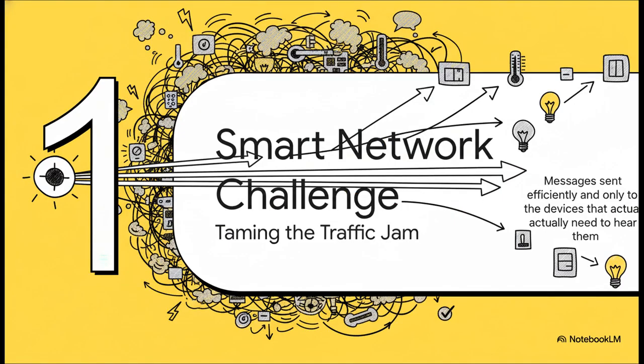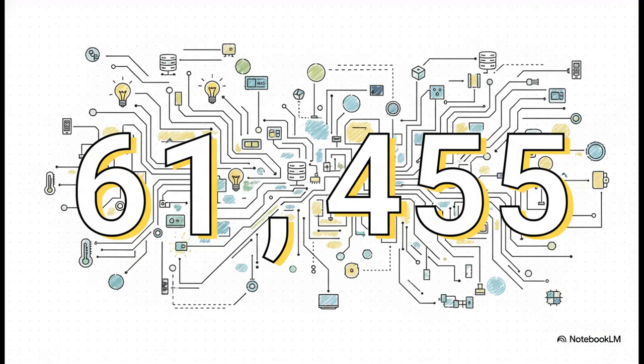Okay, first up, really understanding this challenge. We're talking about a potential communication overload. See, the problem isn't just about connecting a bunch of devices. It's about making sure that messages get sent efficiently, and, this is the crucial part, only to the devices that actually need to hear them. And the scale we're dealing with here is just massive. A single KNX installation can handle, in theory, up to 61,455 devices. Just let that number sink in. Without a super smart, super structured system, it would be absolute chaos. And this is exactly why the network's topology, its fundamental architecture, is so incredibly important.